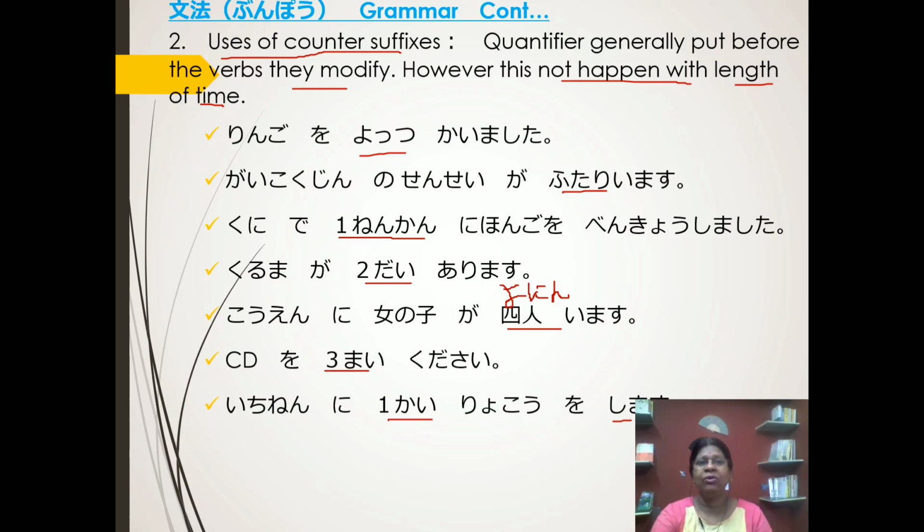Here, ringo takes the o particle. We already learned in lesson 6 that kaimashita is a transitive verb and it is directly related to the object. But here, kuruma ga nidai arimasu. Arimasu, we already learned, is used when we have something, meaning possession, so the noun takes the ga particle. Hope you understand. Please pause the video and do 2-3 sentences so that you never forget the grammar.